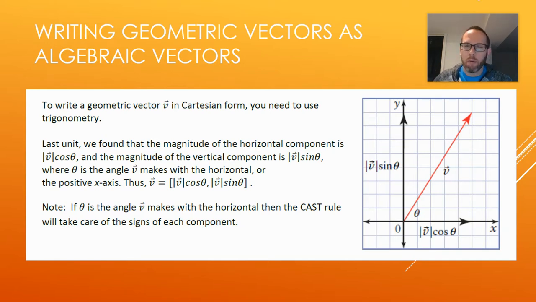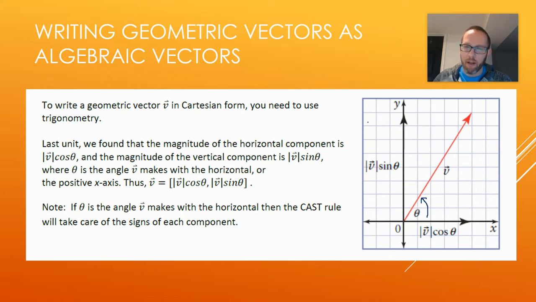So if you recall, we used components last unit. We could break any vector v up into a horizontal and vertical component. Laid out on the Cartesian plane like that, take a position vector v. Its horizontal component would be v cos theta. And here, this is important. Theta is the angle with the positive x-axis, so standard position. And the y component would be v sine theta. So we can write any vector v as the magnitude of v cos theta, comma, magnitude of v sine theta.